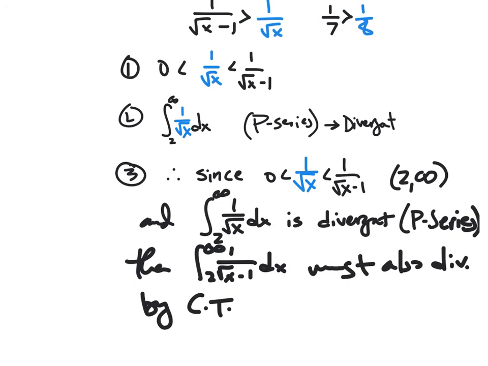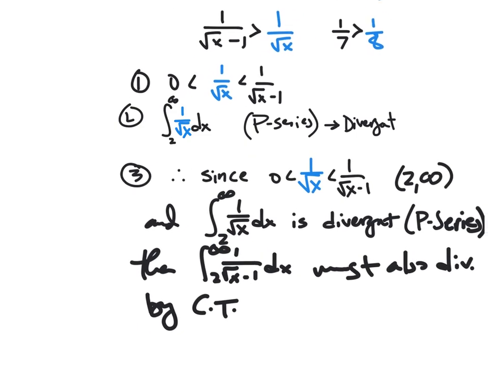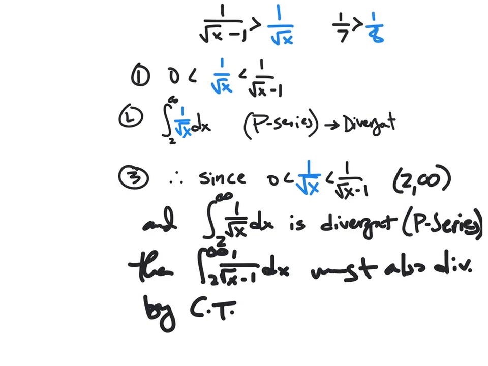So here's my therefore statement. Since 1 over the square root of x minus 1 is greater than 1 over square root of x, which is greater than 0 for this interval from 2 to infinity, and this is a divergent p series, then the integral from 2 to infinity of 1 over square root of x minus 1 dx must also diverge by the comparison test. So there you have it, double lightsabers. That's an example. Whoa, wow, that's crazy. That's an example of using the comparison test to prove that an unknown function and the area under its curve is divergent.